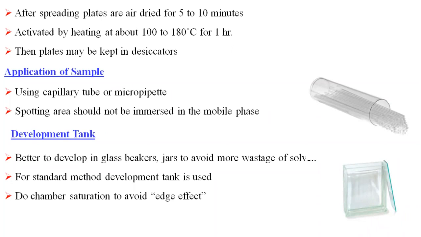If any moisture is present, to remove the moisture or any foreign particles, we have to do the activation. The plates are activated by heating at a temperature of 100 to 180 degrees centigrade for 1 hour in the hot air oven. Then the plates are kept in a desiccator. We compulsorily have to place them in a desiccator to avoid the attack of moisture.